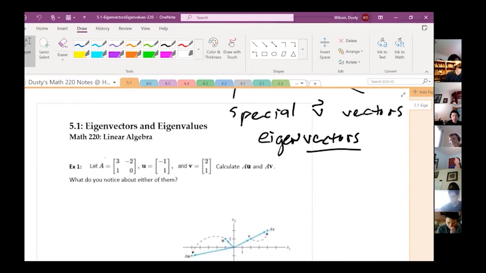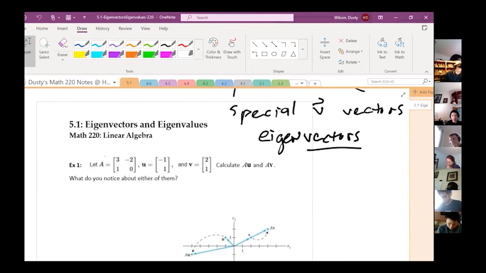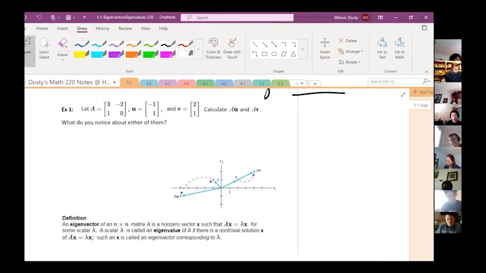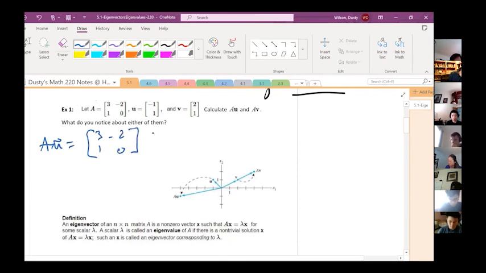So let's start with a simple example to get a picture for what's going on. I've got a matrix A here, and I'm given a U and V, and I want to find AU and AV. So let's start with AU. If I find AU and multiply, what do we get on the back end? What's our product?